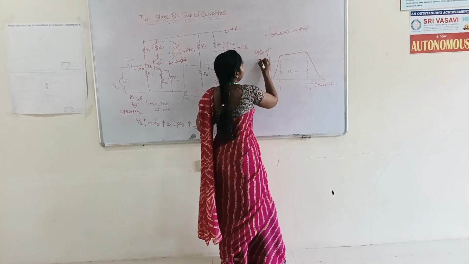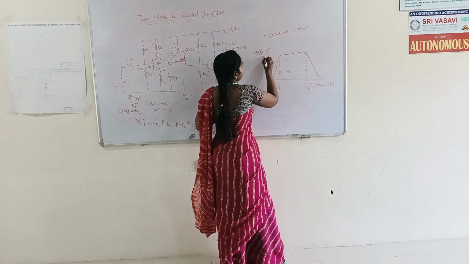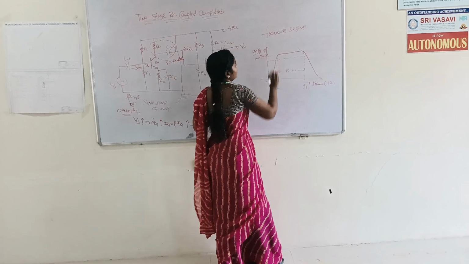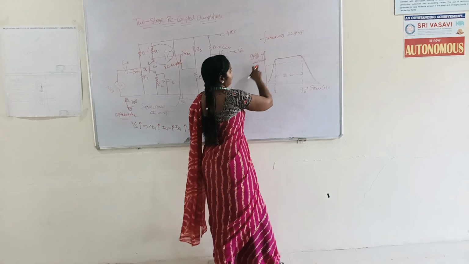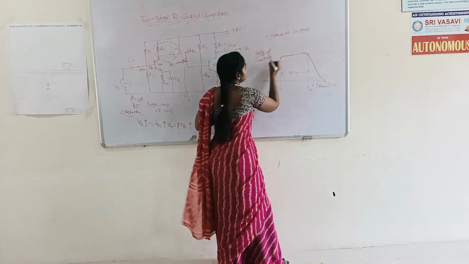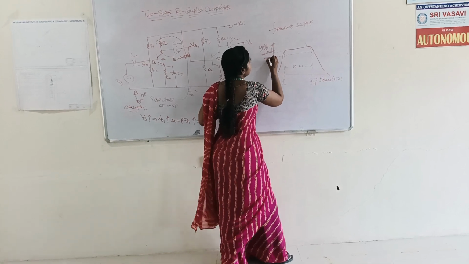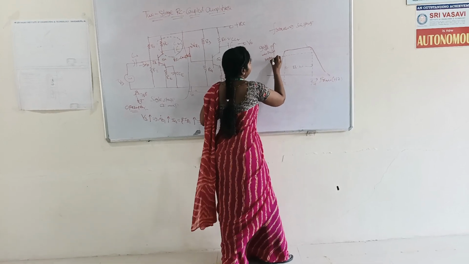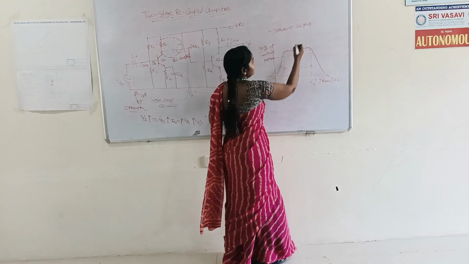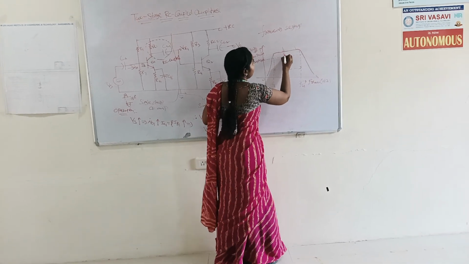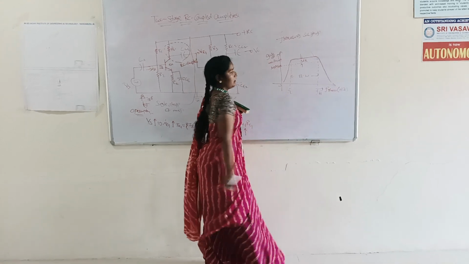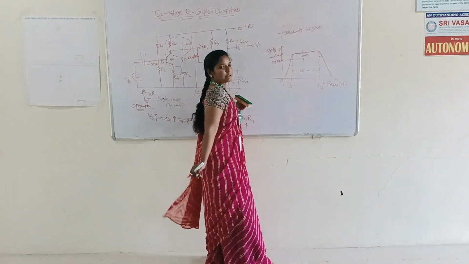This is the maximum gain. The gain is represented by A, so I am putting A max. This is the maximum gain. Next, this is the average gain, that is, there is a 3 dB difference in between the maximum gain and average gain. This is the overall frequency response.